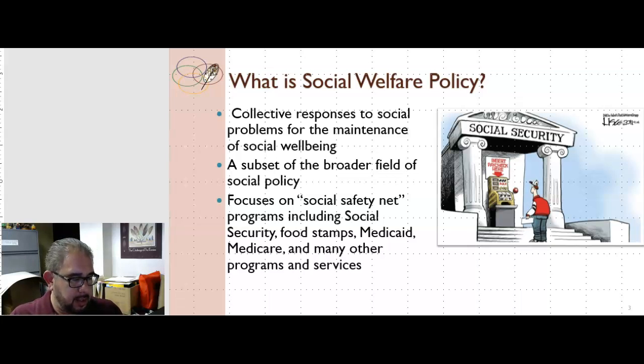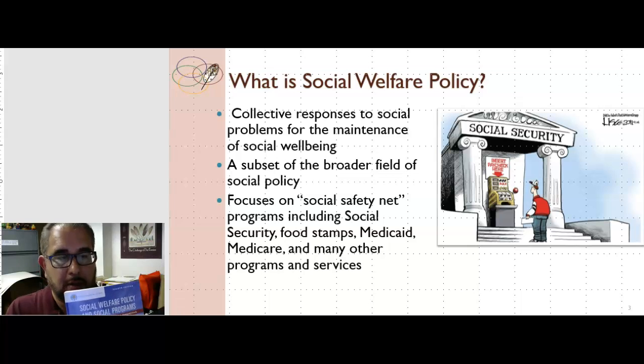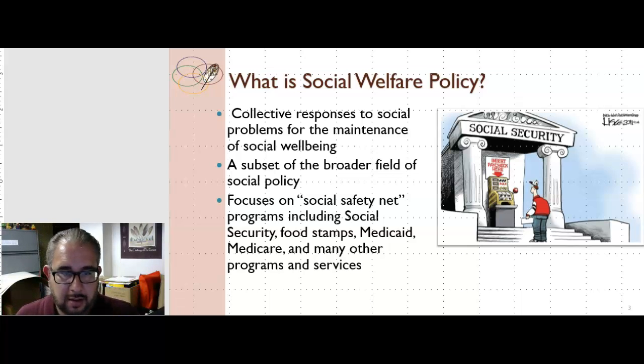So in the book Social Policy and Social Programs, you will read a lot about the social safety net programs that include Social Security, the food stamp program, Medicaid, Medicare, many other services that your clients encounter on a daily basis. And so you can see that picture there.